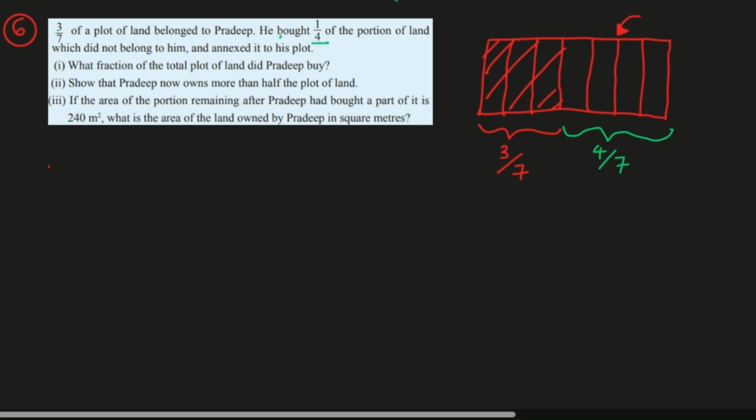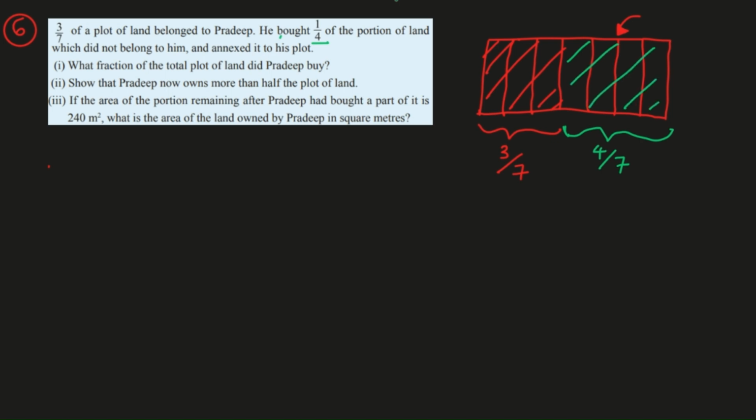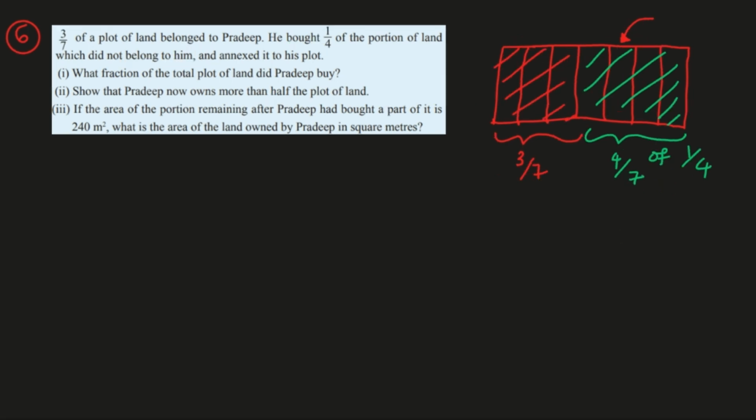Let's read the whole sentence. He bought 1 upon 4 of the portion of land which did not belong to him. So this is the part which does not belong to him, and what he had done is he had bought 1 upon 4 of the remaining portion of the land. Which can be mentioned like this, right? Out of the remaining portion, which is 4 upon 7, 1 upon 4 had been bought by this person, Pradeep. Okay, then let's move on to the first part of the question.